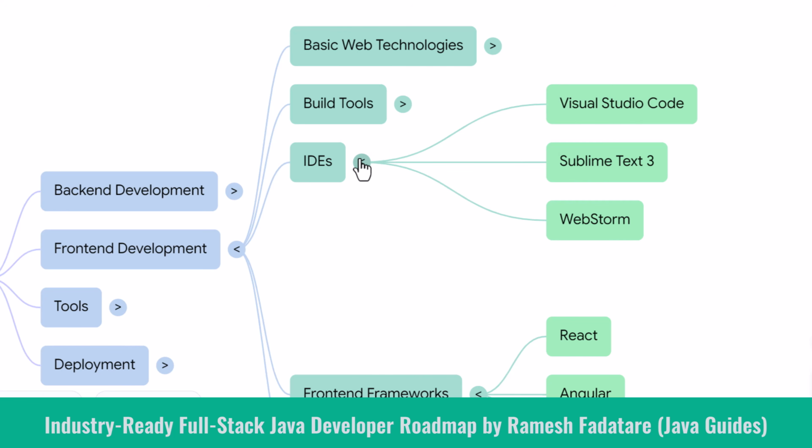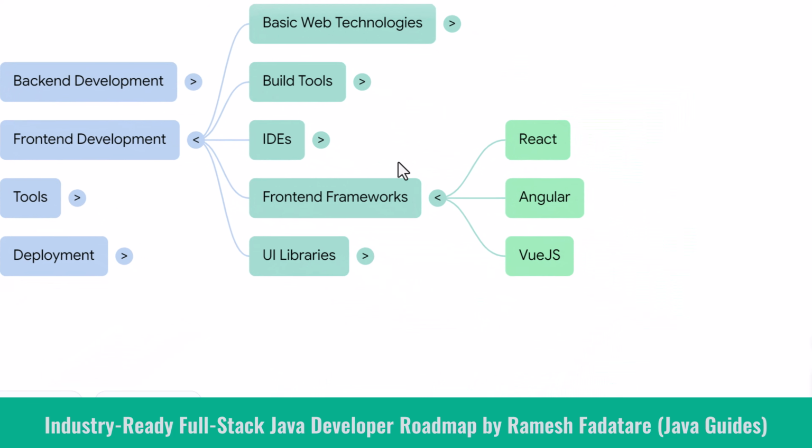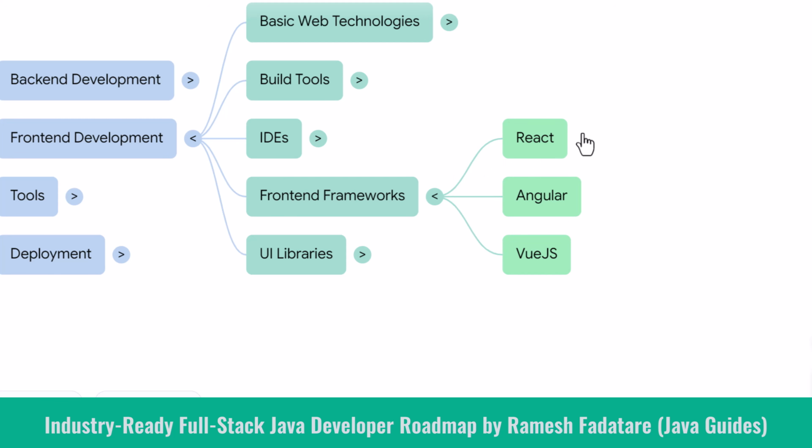Now you are ready to learn modern frameworks that power today's single-page applications. You choose one of the major frameworks: React, Angular, or Vue. React gives you flexibility and a massive ecosystem. Angular gives you structure and a complete framework in one package. Vue gives you simplicity and ease of learning. These frameworks allow you to build interactive, high-performance front ends that connect seamlessly with your Java backend.